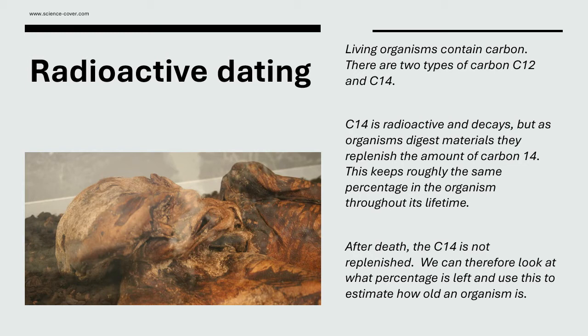A very small percentage of the carbon that an organism is made up from is made out of carbon-14. But as the organism digests materials, they replenish this amount of carbon-14, so it roughly stays the same percentage throughout the organism's lifetime. However, after death, the carbon-14 is not replenished, and so it decays. This means that the amount of carbon-14 will become less and less over time. We can therefore look at what percentage is left and use this to estimate how old the organism is. Now, this process is called carbon dating.